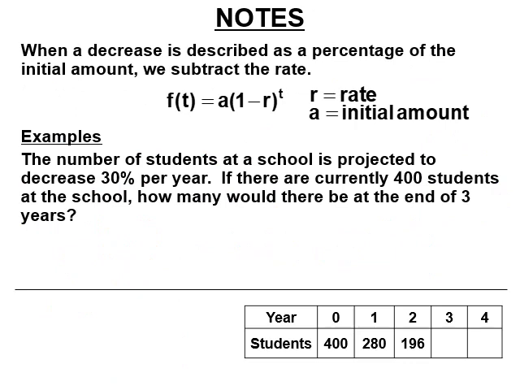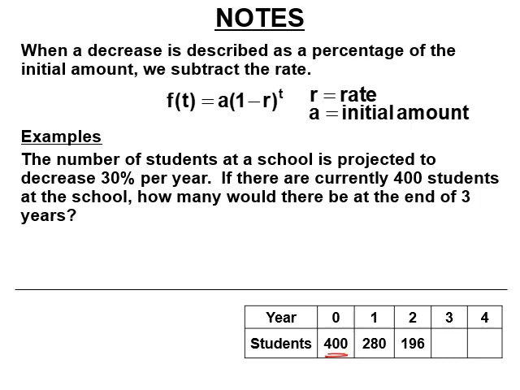All right, so we're going to be decreasing most of the time by 1%. Yesterday, or in the last lesson, we were increasing by 1%. So this is back to the one we did in the warm-up. The number of students at a school is projected to decrease 30% per year. If there are currently 400 students at the school, how many would there be at the end of 3 years?